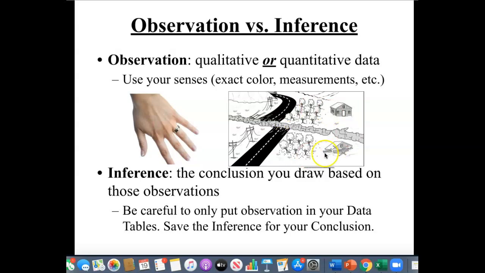And then this shows you that something is happening here. You can see there's a rift here, and you can see that damage has been done, right? So those are all observations. I could also quantify things. I could count how many trees, count how many houses, things like that. But then I can infer that some type of disaster has happened, so maybe an earthquake. Be careful when you're collecting data that you're only putting observations in the data table. You're not making any inferences. That would be saved for a conclusion section of the lab report.